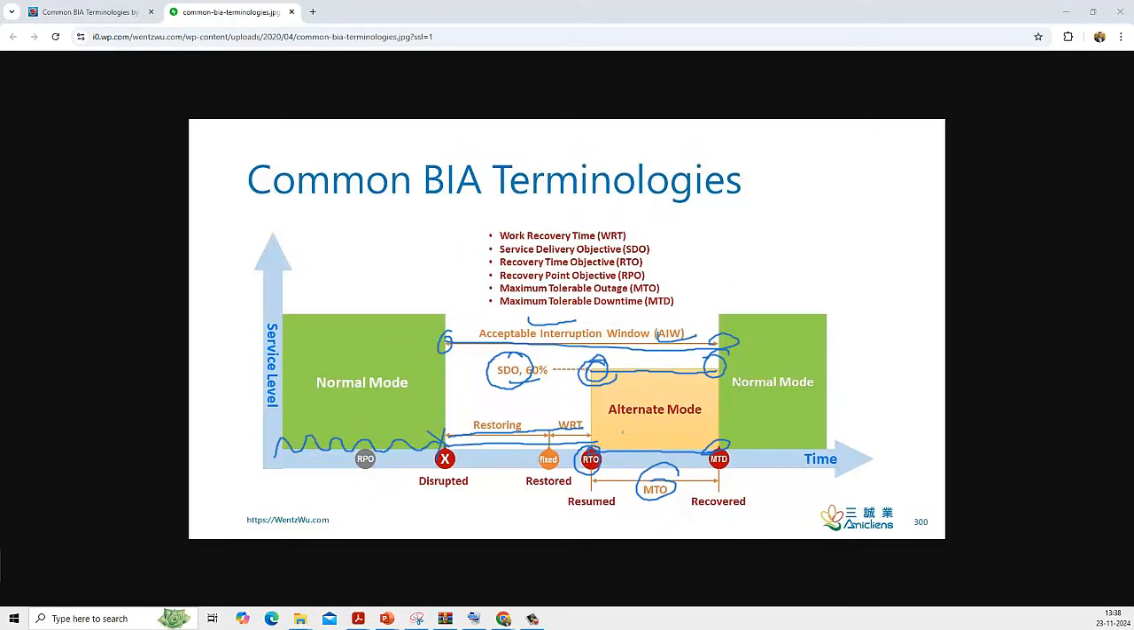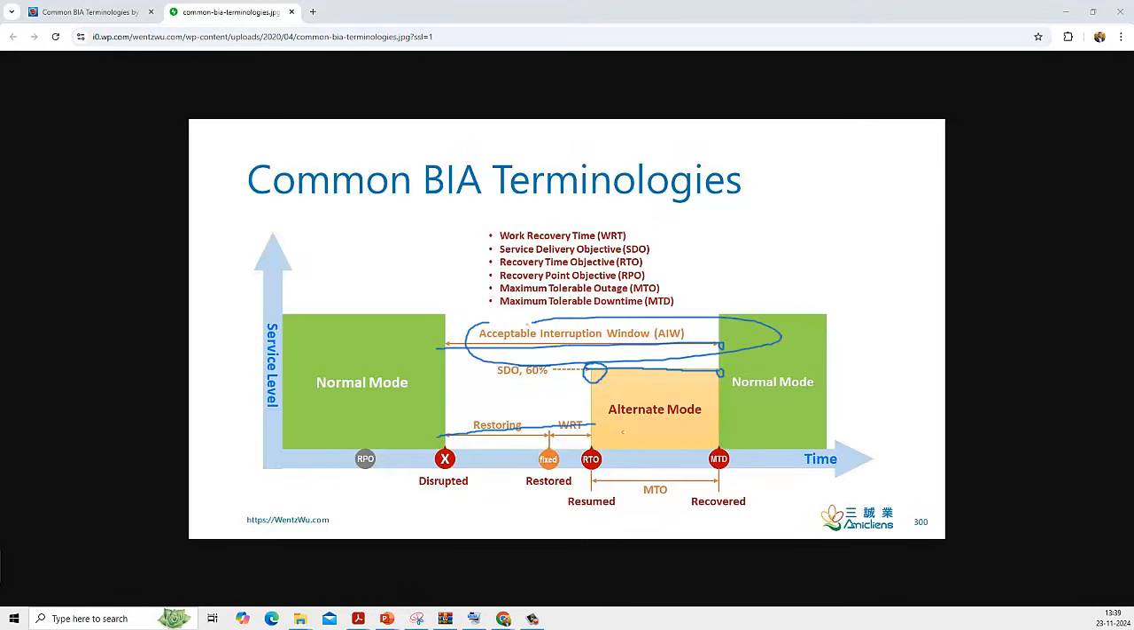And then I restore the functions. The same thing we discussed, let me repeat. The service was down. I was able to restore some of the services, and with that acceptable 60% I can run my business. That is my SDO, service delivery objective, and with that I can continue my operations on the alternate site. Before that I have to restore. If I don't restore after this, it's a problem. And I restore at this point, which is called recovered. And from the downtime to the recovery, this is called my AIW. That's how we basically plan.